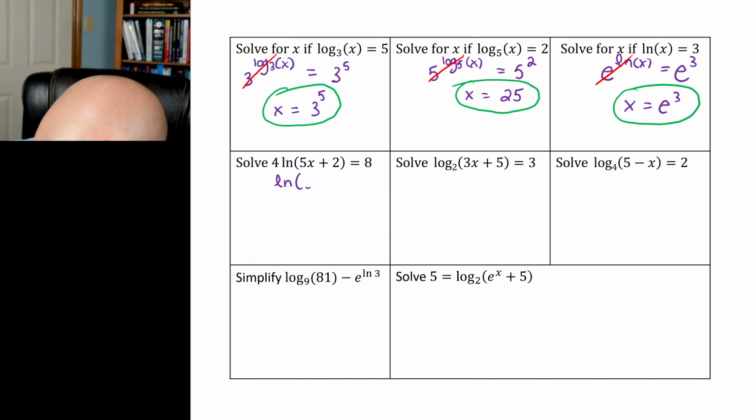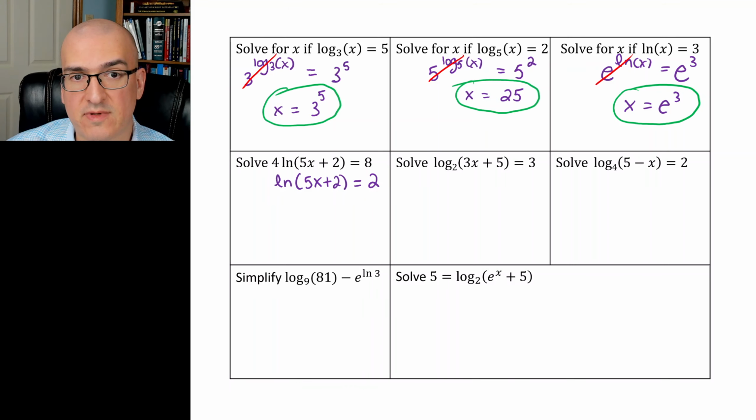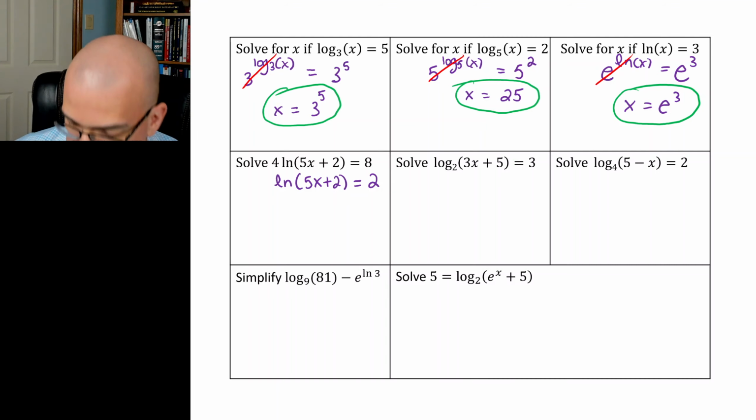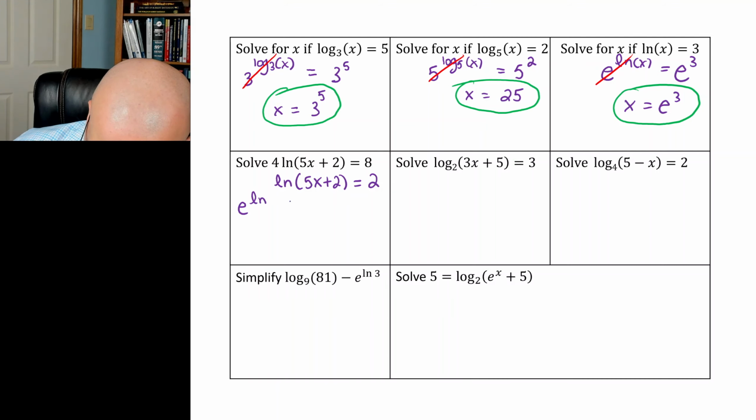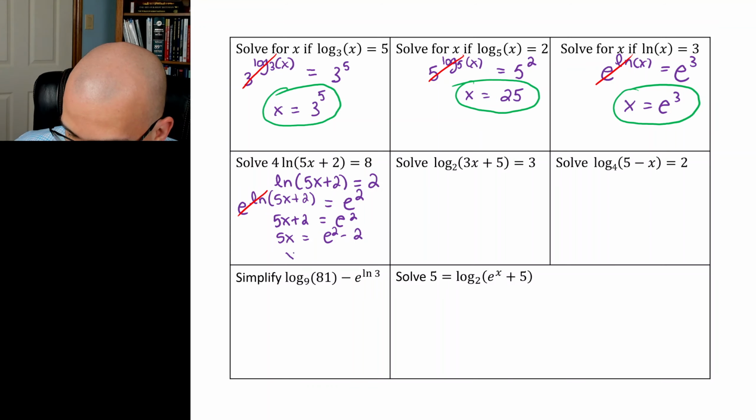So ln of 5x plus 2 is equal to 8 divided by 4, which is 2. Now I'm going to raise both sides as powers on the same base. I'm going to use base e because that'll cancel the ln. So e to the ln of 5x plus 2 is equal to e to the 2. I'm going to cancel. So 5x plus 2 is equal to e squared. 5x is equal to e squared minus 2. And then divide both sides by 5. x is e squared minus 2, all divided by 5.